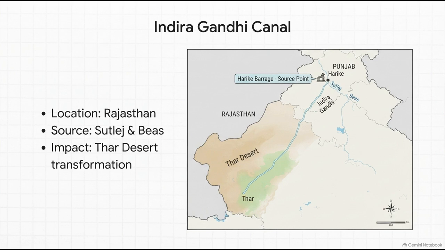2. It draws its water from the Sutlej and Beas rivers. And 3. Its major achievement. It literally transformed portions of the harsh Thar Desert into cultivable green land. It is pretty much the perfect textbook example of canal irrigation totally changing a landscape.